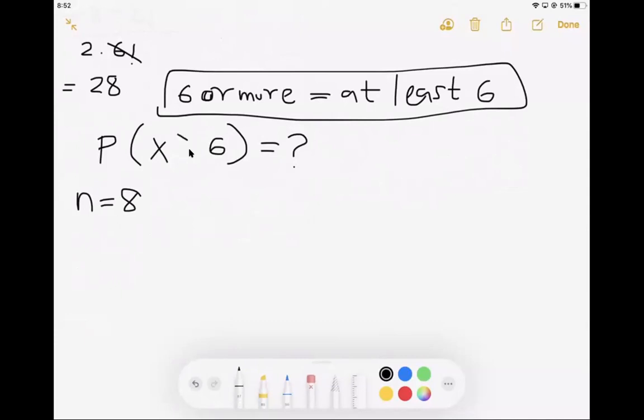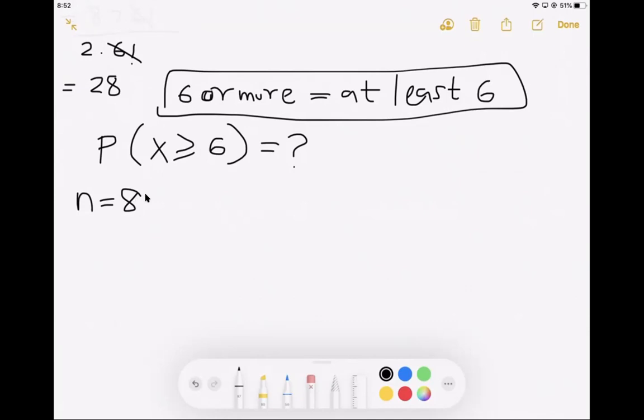Okay, this side. Why? 6 or more. X should be 6 or more. At least 6 means x greater than or equal to 6. Okay, so this is the correct one. Then we know n is 8. That means we have 8 individuals.